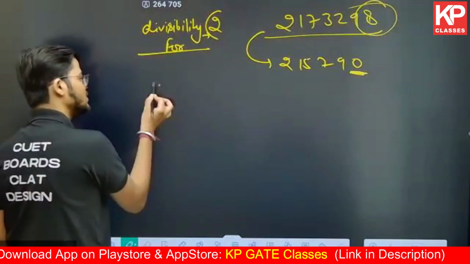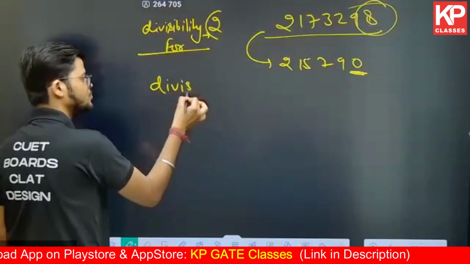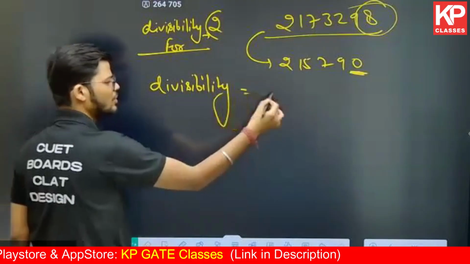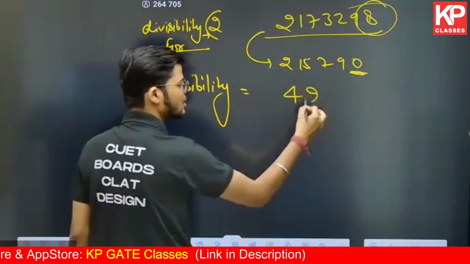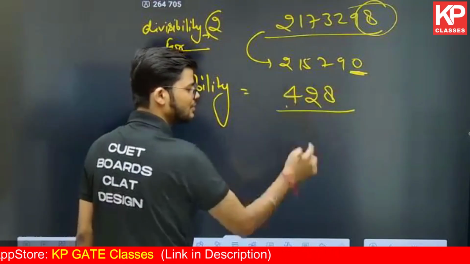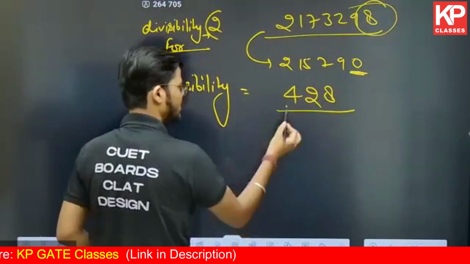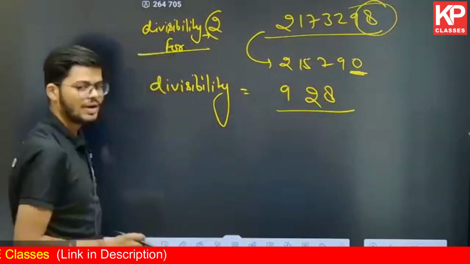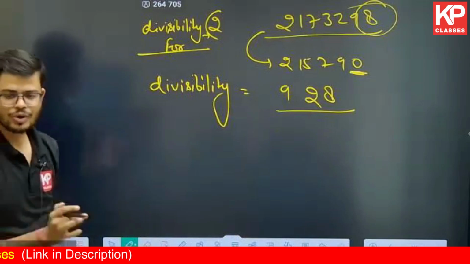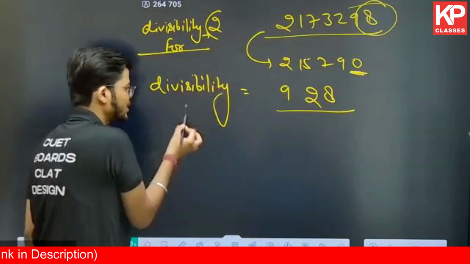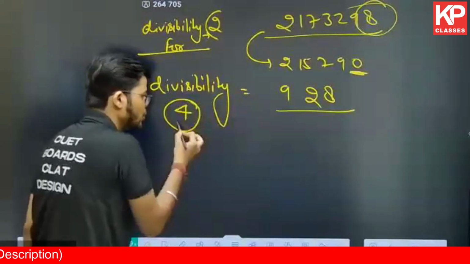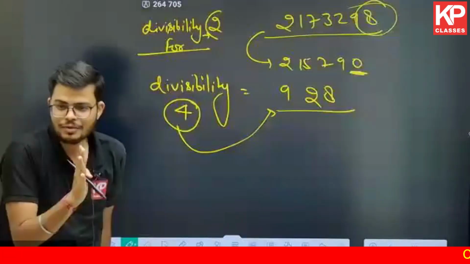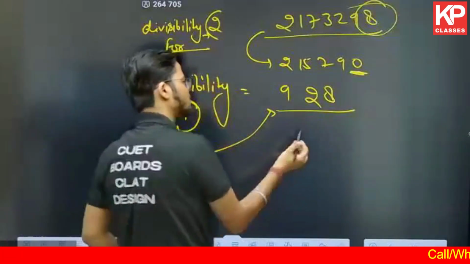Now, if I'm going to talk about divisibility for 4, for an example, 428 is a number. Let's take another number, for an example, 928. Now, if I'm asking, is it divisible by 4 or not? Divisibility for 2 we have done. Now, if we are going to divide this number by 4, is it completely divisible by 4 or not? We are going to simply divide it by 4.